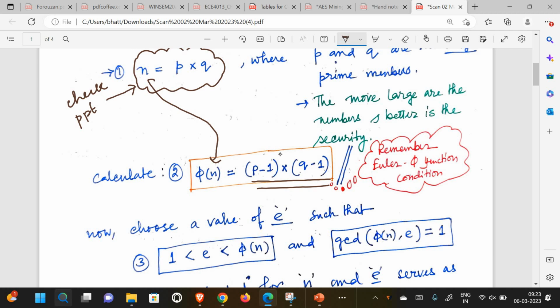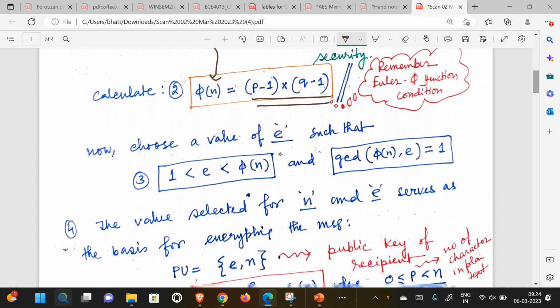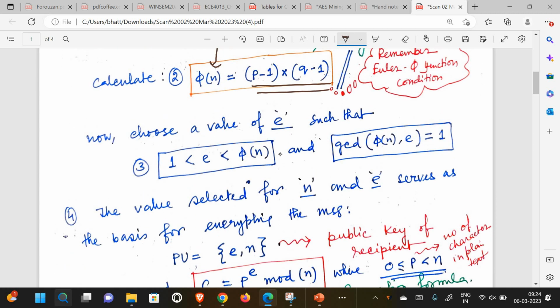Now, why we need phi N is the third step, and that is very, very crucial. I'll give you an example on that. The third step indicates that you have to choose the value of E, where E is nothing but the public key. The E ranges between 1 and phi N.